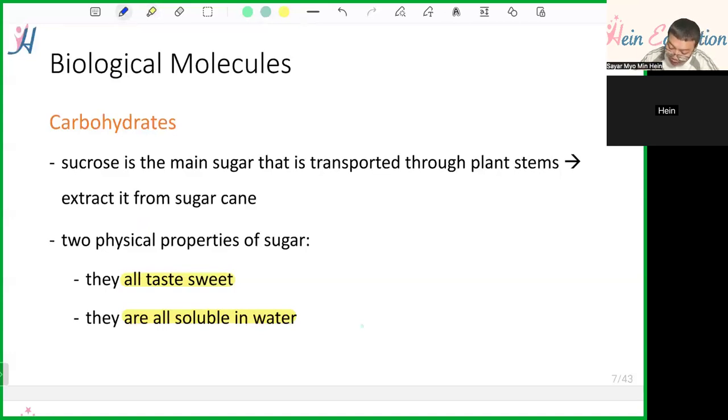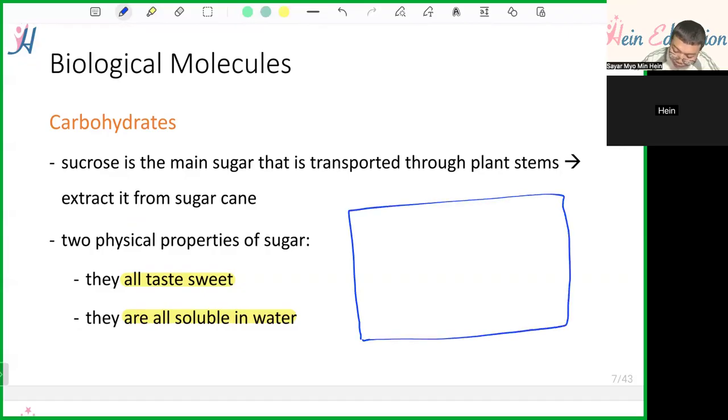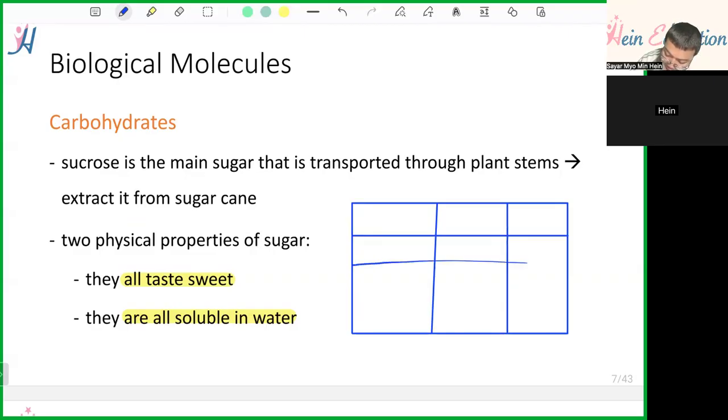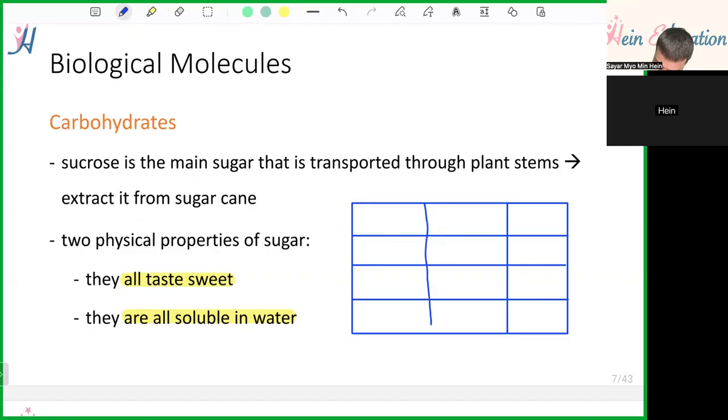So now let me draw a table to illustrate the different types of sugar used for different purposes in plants and animals. Let me take a few minutes to draw a table and write it down for you. My table is not that aligned, but it's okay. So let me draw it one more time.